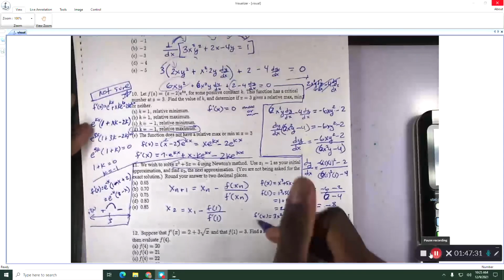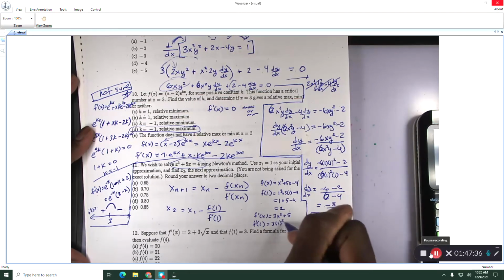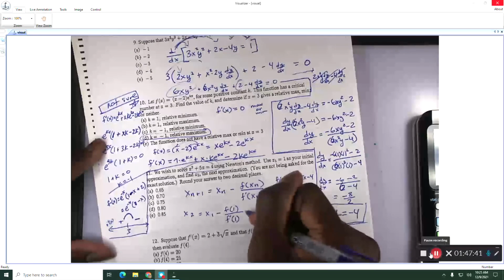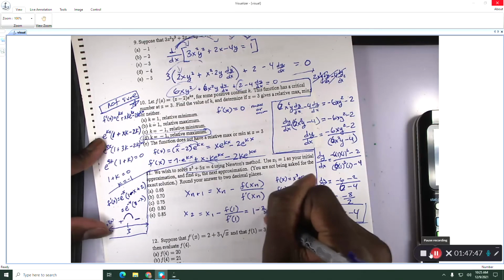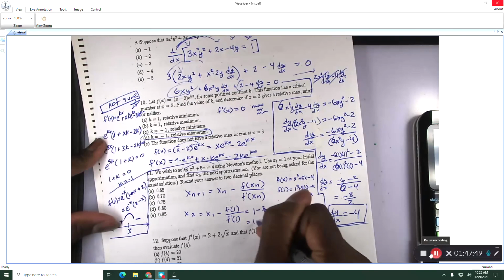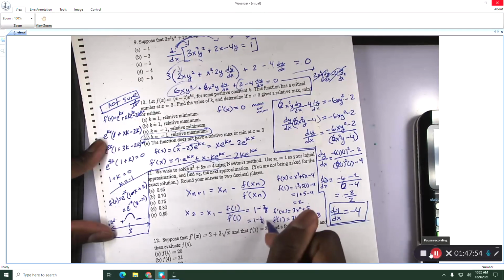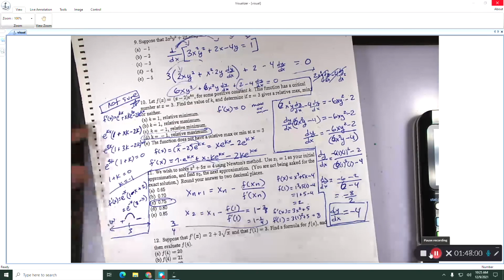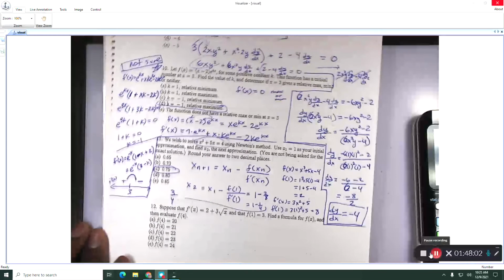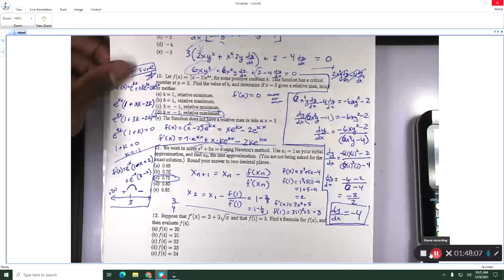And when we plug in 1 for this, we get 8. So if I could proceed, I know that x1 is equal to 1 minus 2 over 8. We don't really need the calculator for this. 1 minus 1 fourth, that's the same thing as 3 over 4, or 0.75.